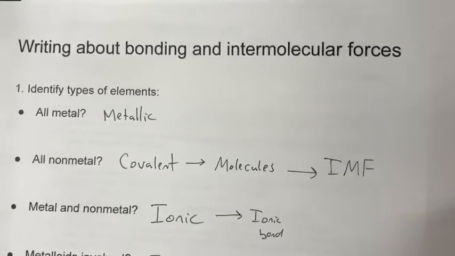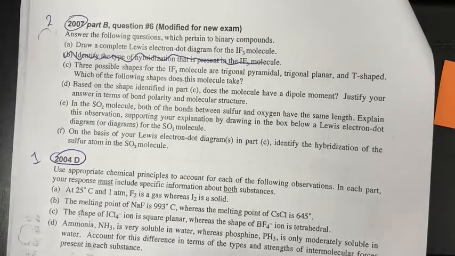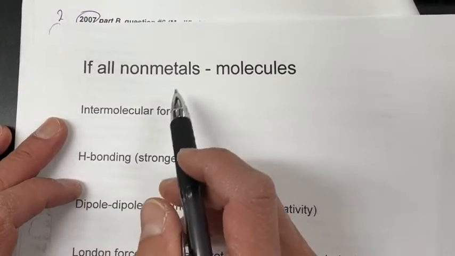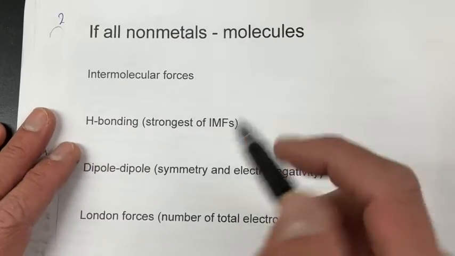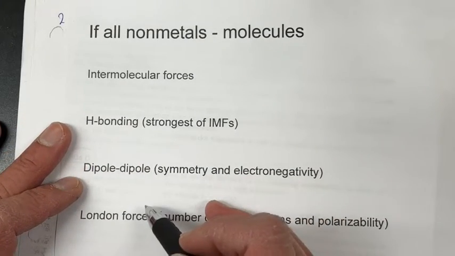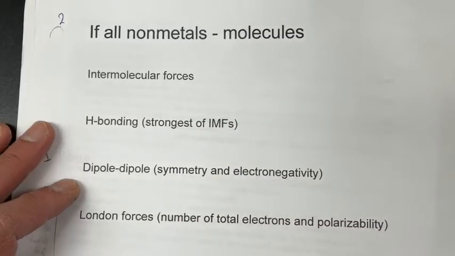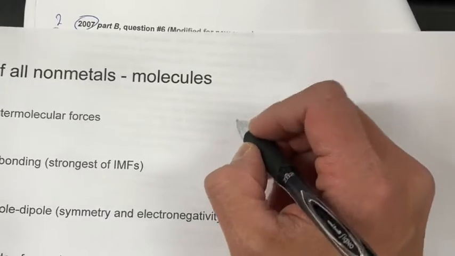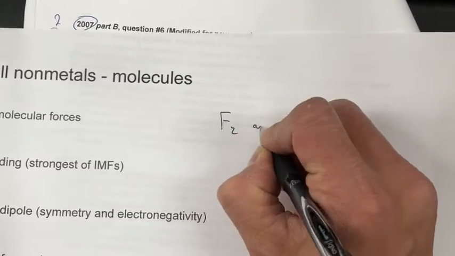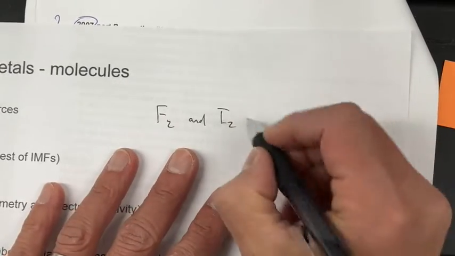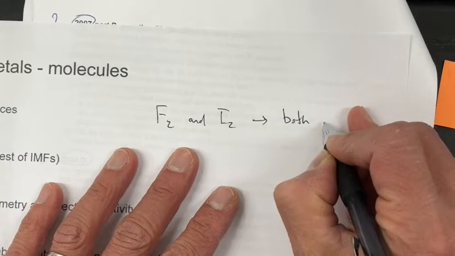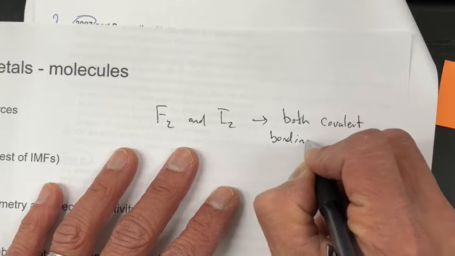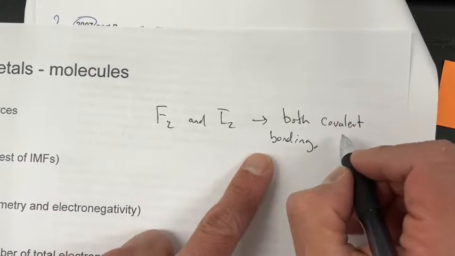And if I have a covalent substance, then I have molecules, which means I have to deal with intermolecular forces. When you have intermolecular forces, it's good to write about all three kinds of intermolecular forces. So I'm going to say F2 and I2 are both covalent bonding, and they have intermolecular forces.